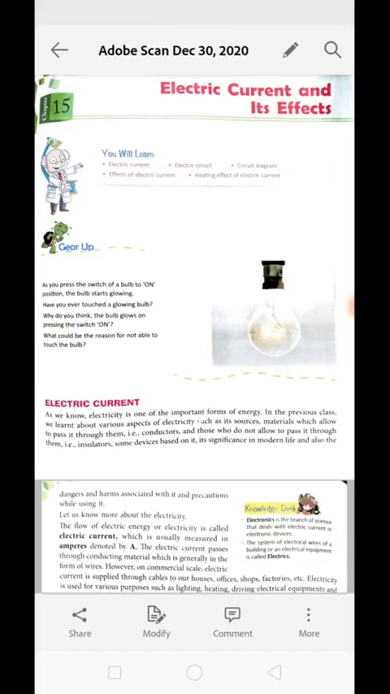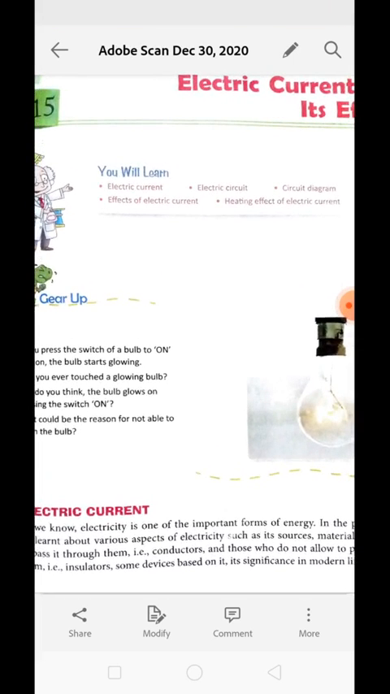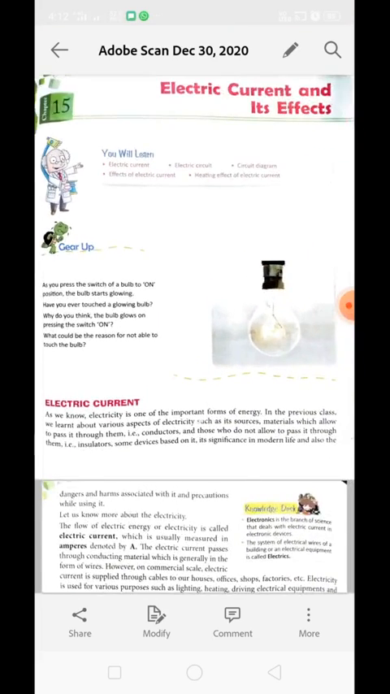Today we are discussing our 15th chapter, called electric current and its effect. In this chapter you will learn about electric current, electric circuit, circuit diagram, effect of electric current and heating effect of electric current. Okay, just move to the chapter then.